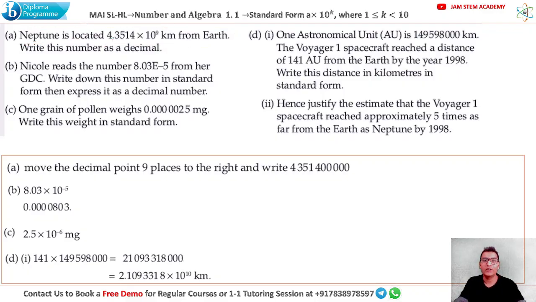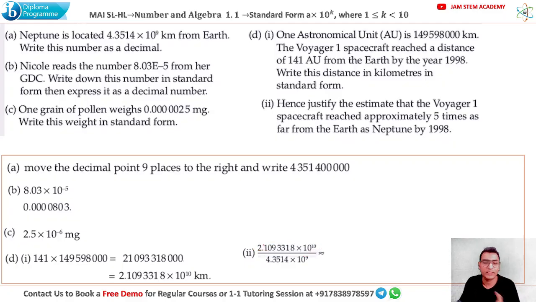So in order to find the ratio, we have to divide these two numbers and later we have to convert it into standard form. So we already have these two numbers. This is the distance of Neptune to the Earth and this much we already calculated. This much is the distance traveled by that Voyager 1 spacecraft. Okay. Now let's divide these two numbers. So we have 2.10933318 times 10 raised to the power 10 whole divided by 4.3514 times 10 raised to the power 9.